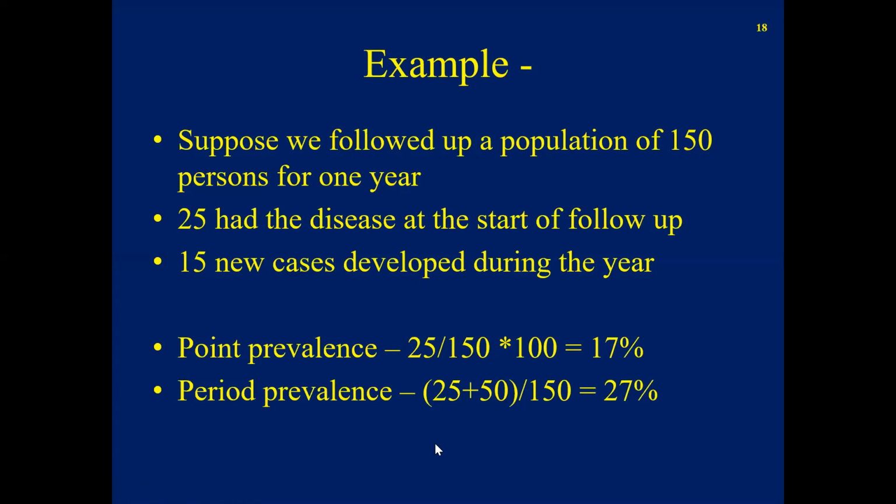Whereas period prevalence is where you add the already existing number, that is 25 at the start of follow-up, plus how many new cases developed during the year, that is 25 plus 50.